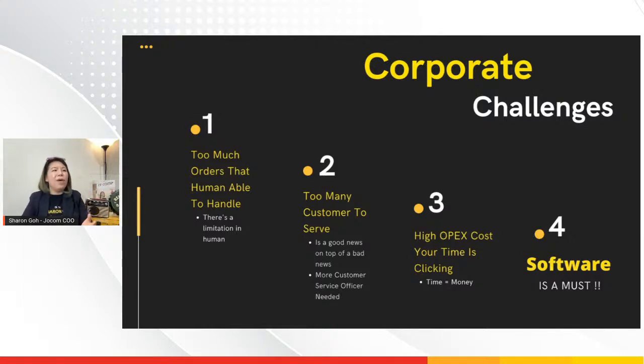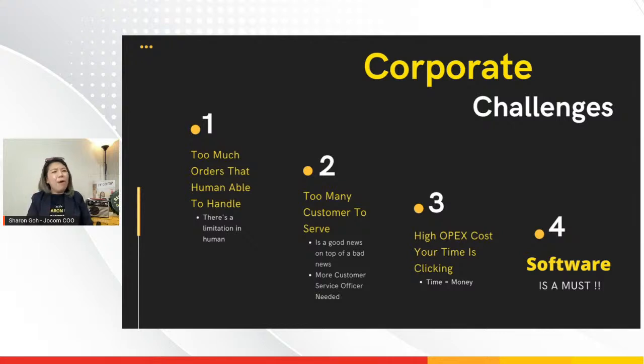Okay, so the more orders you have, what will happen? Nightmare. There will be limitation in human, all right? So human got limitation, trust me. If you say that you got no limitation, I would like to meet up with you in person, and get to know you furthermore.